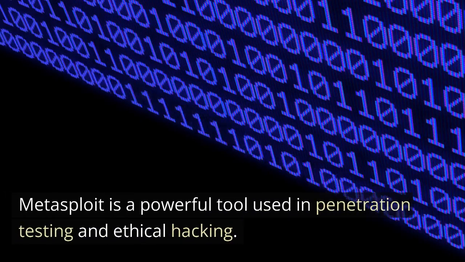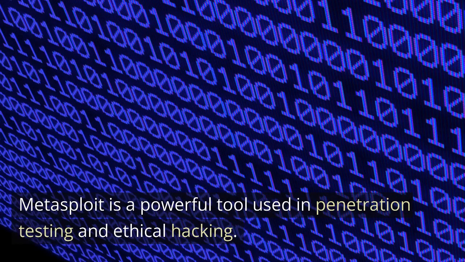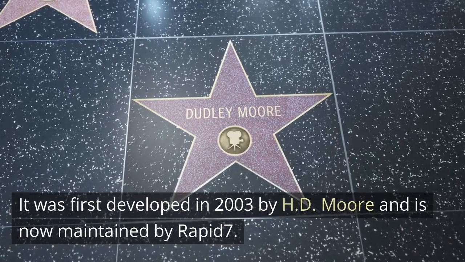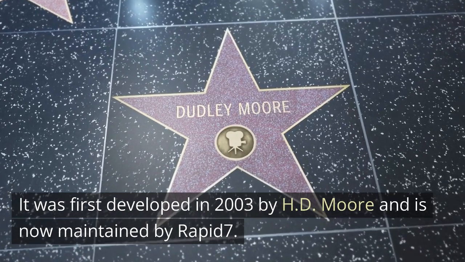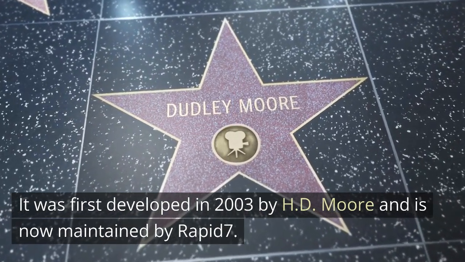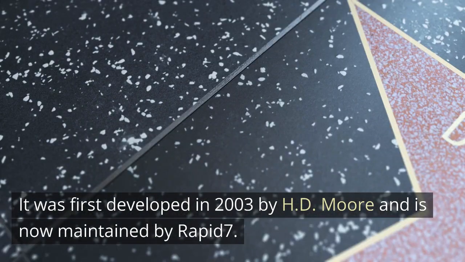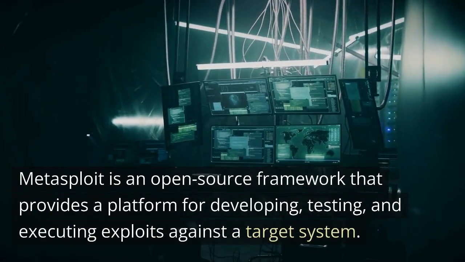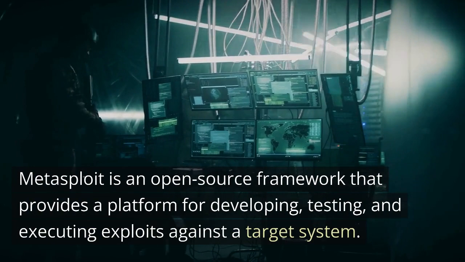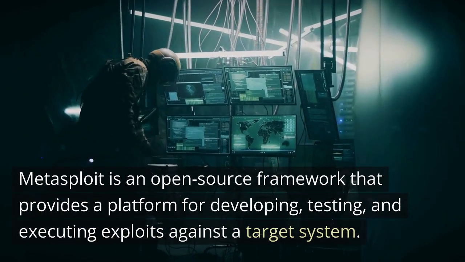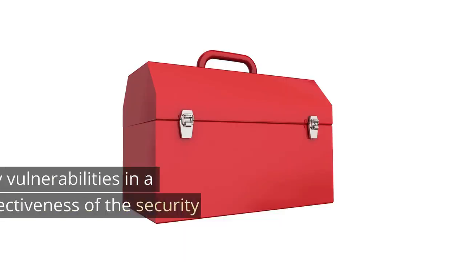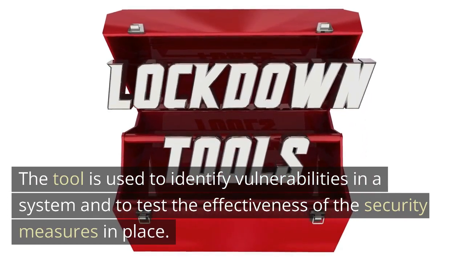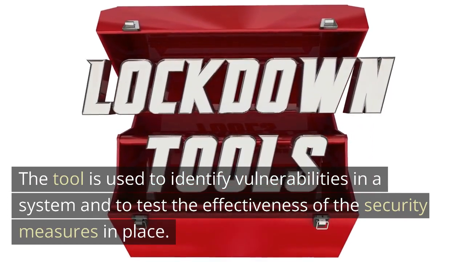Metasploit is a powerful tool used in penetration testing and ethical hacking. It was first developed in 2003 by H.D. Moore and is now maintained by Rapid7. Metasploit is an open-source framework that provides a platform for developing, testing, and executing exploits against a target system. The tool is used to identify vulnerabilities in a system and to test the effectiveness of the security measures in place.